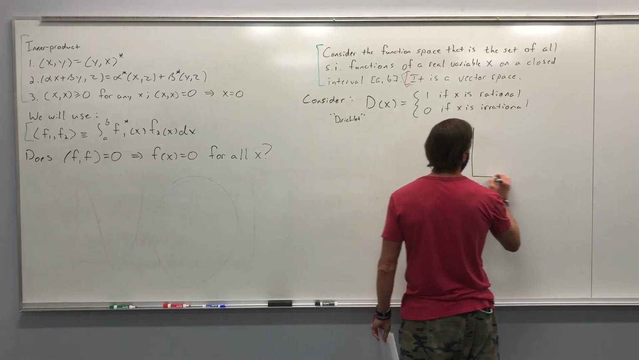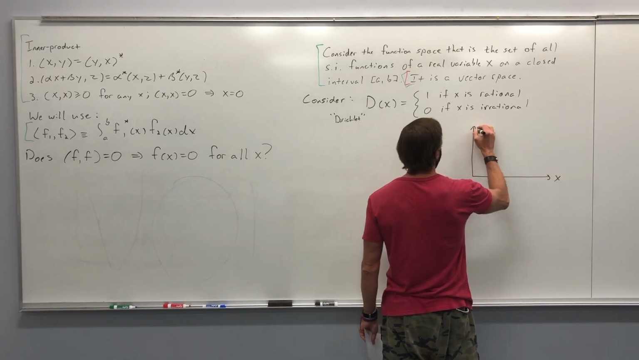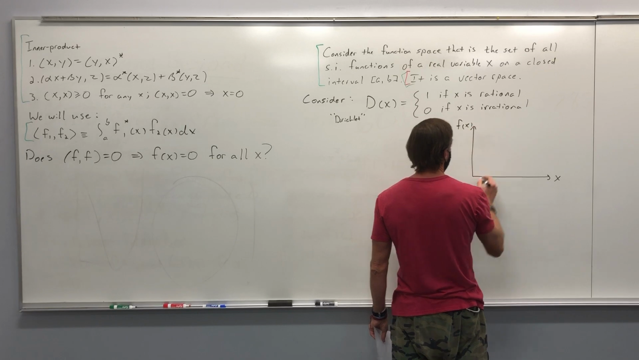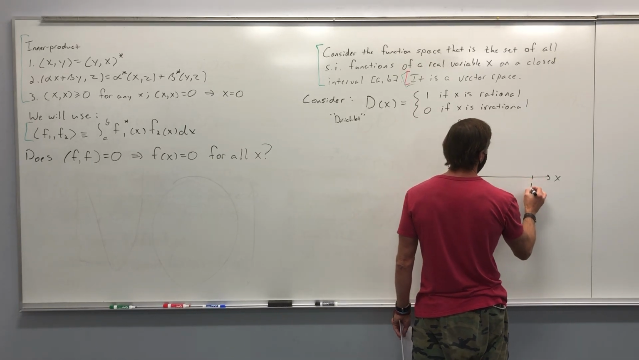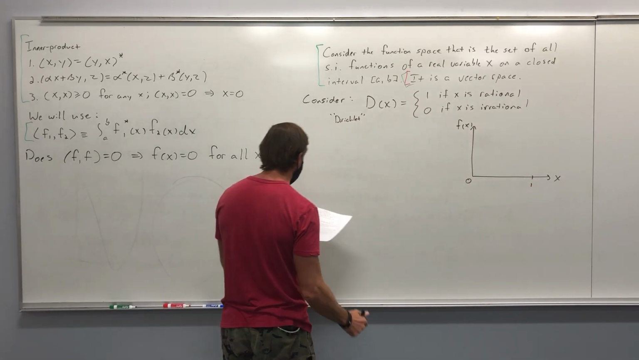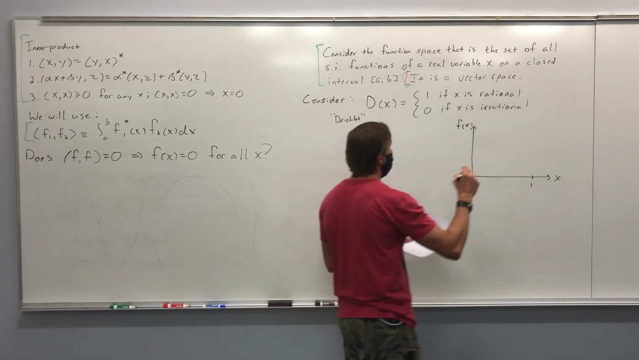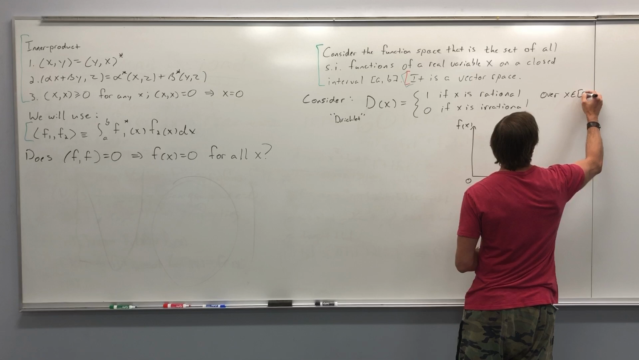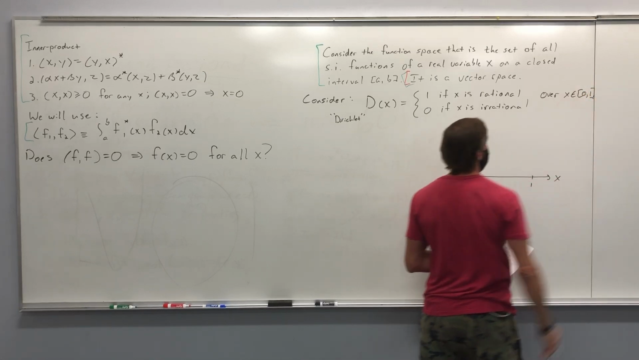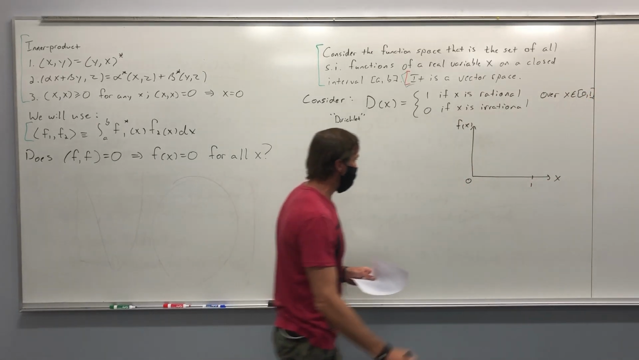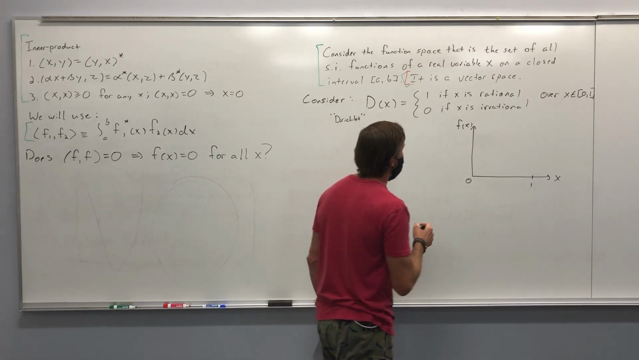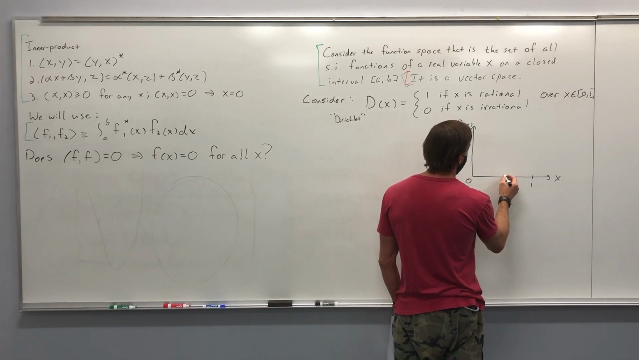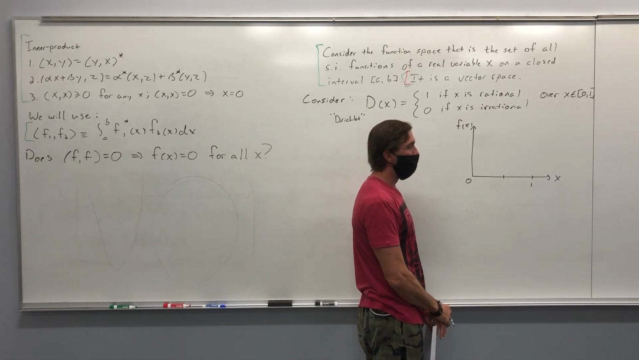Wouldn't it just look like two lines? Okay, so we've got 0 and we've got 1. And we're going to define this just over the interval from 0 to 1. Okay, so at 1/2, what's the value? 1.